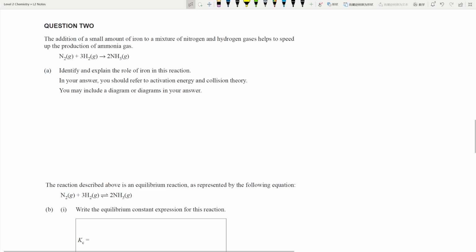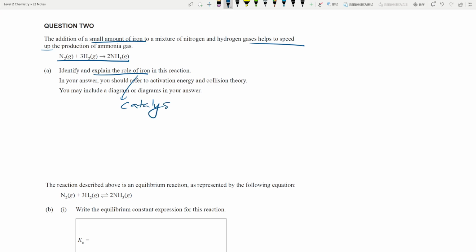Okay, so let's look at this. This is the Haber process. I've mentioned this before, that should really be drawn with the equilibrium sign. Let's then explain the role of iron in this reaction. You might think, the addition of a small amount of iron helps us speed up. It's so random, it doesn't even look like it's part of the reaction. So straight away, this means you have a catalyst. In your answer, you should refer to activation energy and collision theory. I'm not going to type the answers down here. Just remember that the iron is added to act as a catalyst.